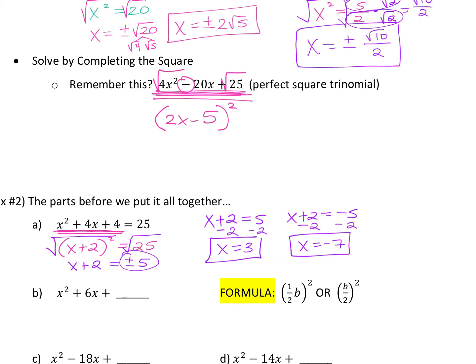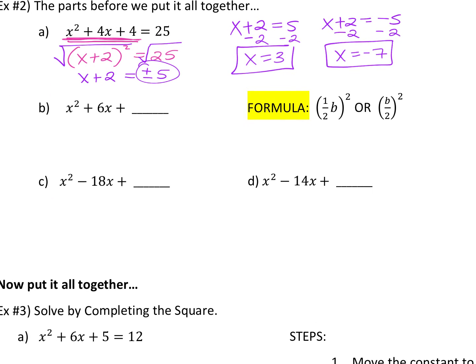Another part of completing the square is this. And this formula, you guys, it's going to be your best friend in this lesson. You're going to use it on every one of these problems. And you may think of it as 1/2 times b and then square it, or you can think of it as b divided by 2 and then square it. I don't care which one you do. I feel like I typically veer toward that one. I don't know why. I just do.